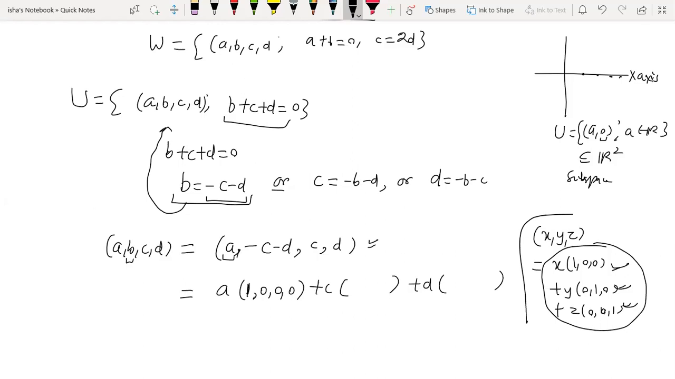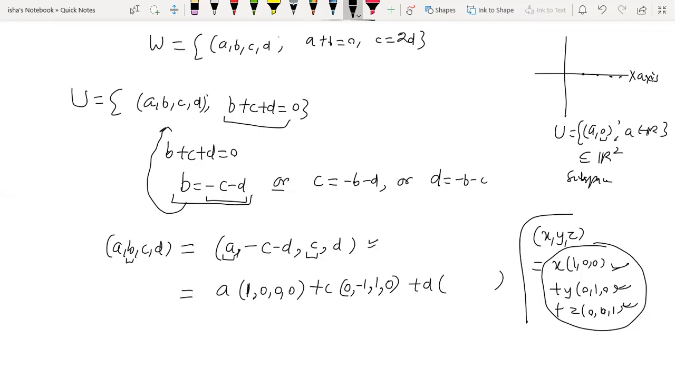So similarly for C, in the first coordinate there is no term of C, so it is 0. In the second term, you look at the coefficient of C, this is -1, so it is -1. In the third, it is +1, C is just appearing, so +1. In the fourth coordinate there is no C, so this is 0.